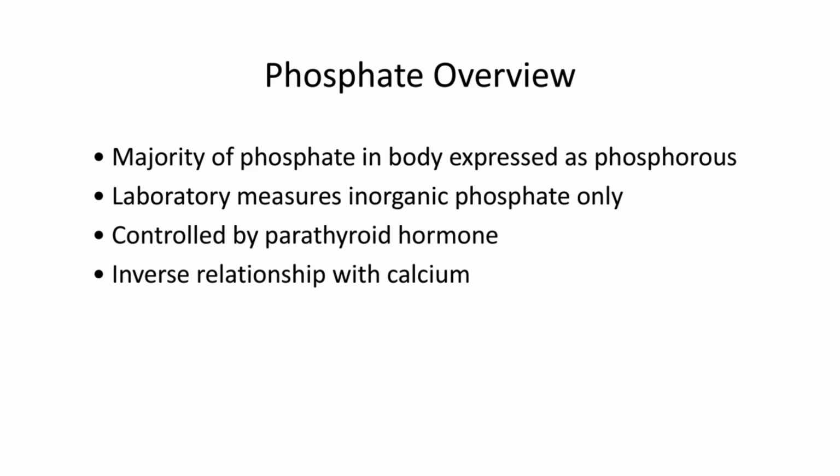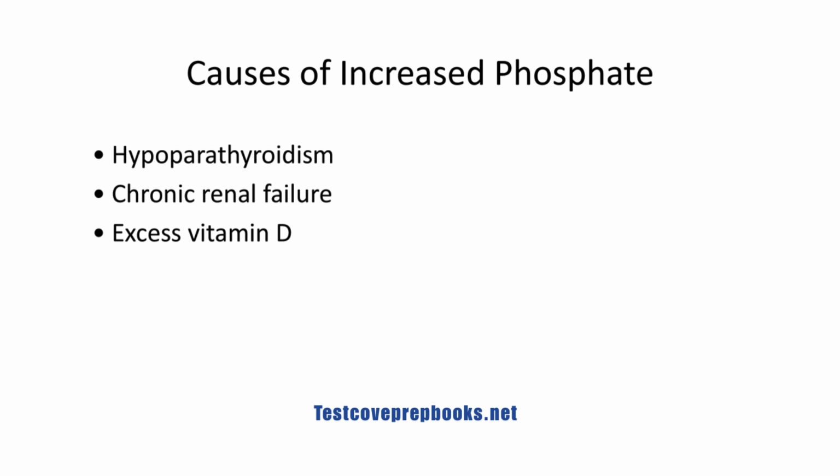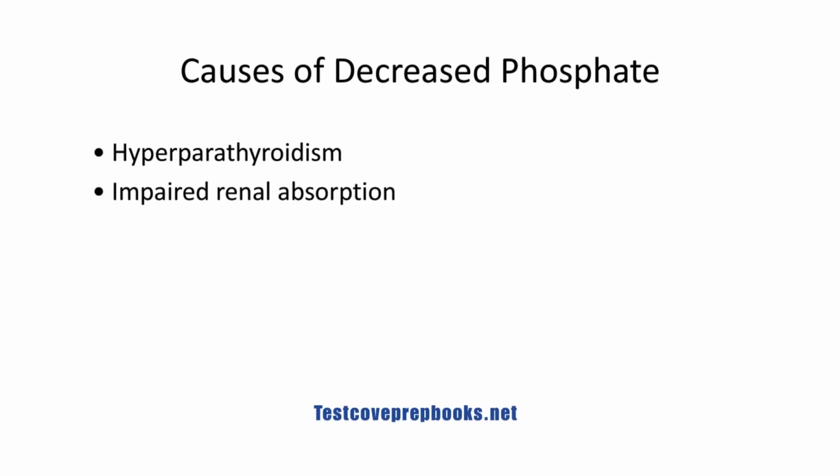Most of the phosphate in the body is expressed as phosphorus, but in the laboratory we only measure inorganic phosphate. Its levels are controlled by the parathyroid hormone. Importantly, phosphate has an inverse relationship with calcium. When calcium levels are low, phosphate is high, and when calcium is high, phosphate drops. When phosphate levels are increased, common causes include hypoparathyroidism, chronic renal failure, and excess vitamin D. On the other hand, when phosphate levels are decreased, we think about hyperparathyroidism and impaired renal absorption.